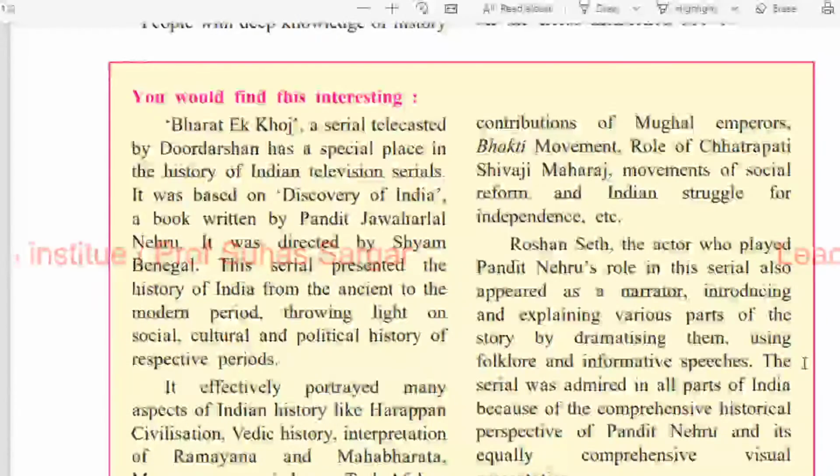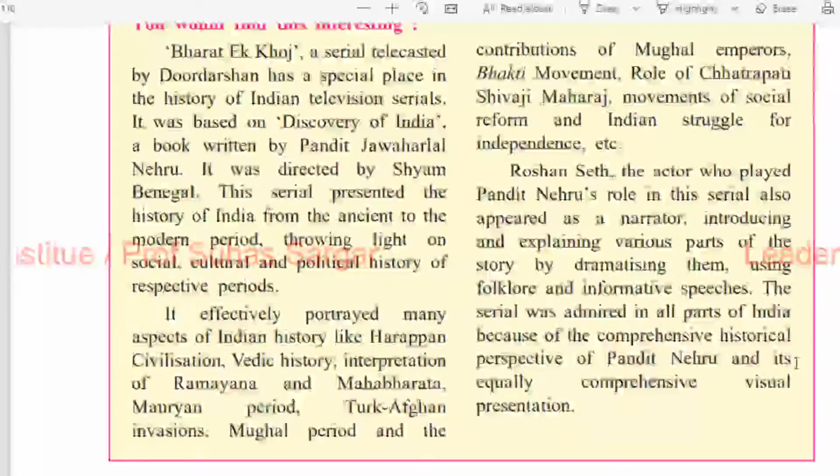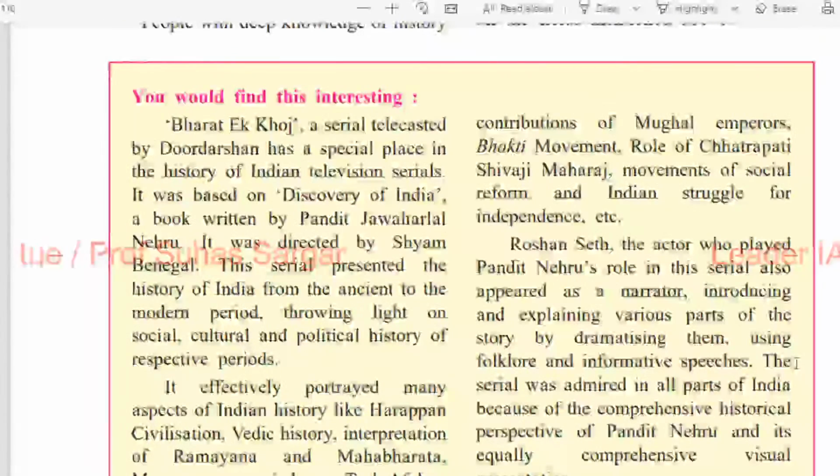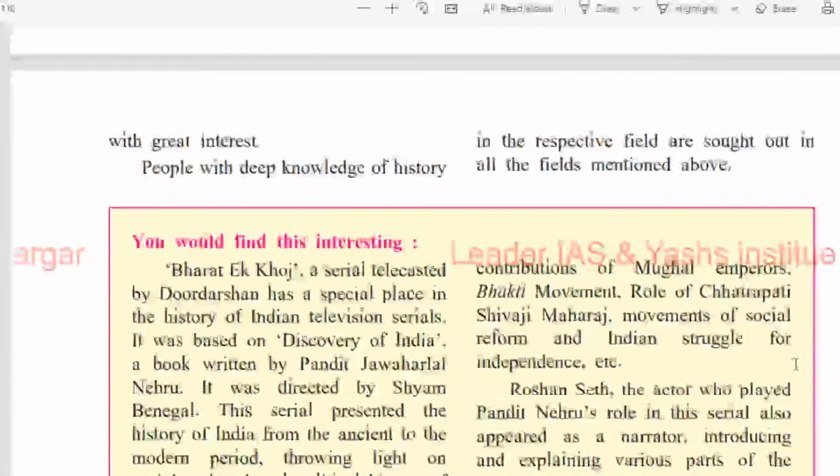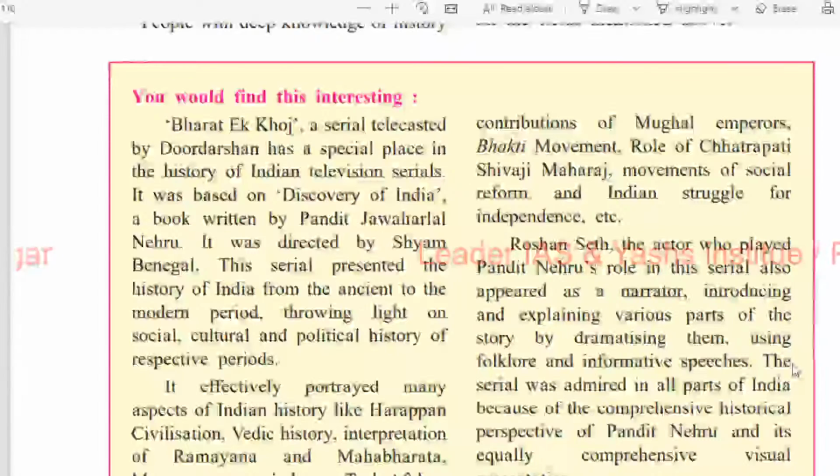This serial presented the history of India from the ancient to the modern period, throwing light on the social, cultural, political history of the respective period. It effectively portrayed many aspects of Indian history like Harappan civilization, Vedic history, interpretation of Ramayana and Mahabharata, the Mauryan period, the Turk-Afghan invasions, Mughal period and the contributions of Mughal emperors, the Bhakti movements, role of Chhatrapati Shivaji Maharaj, movements of social reform and Indian struggle for independence, etc.